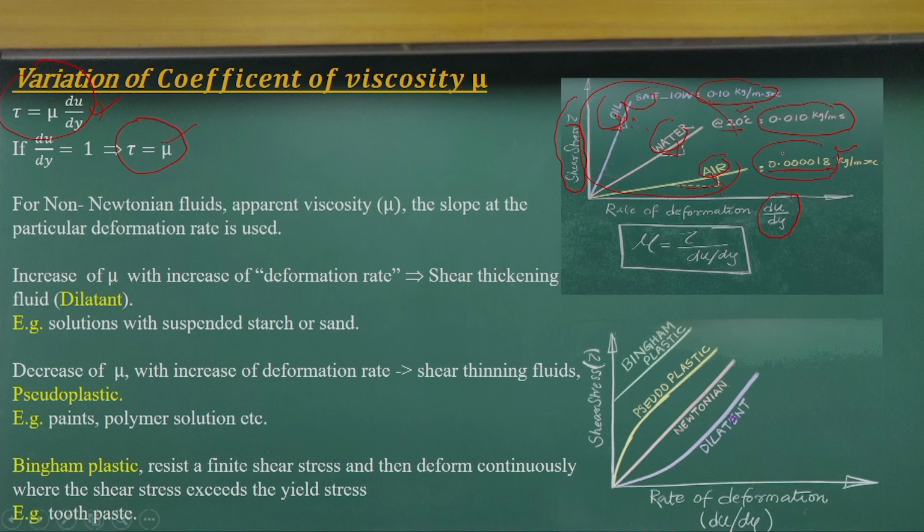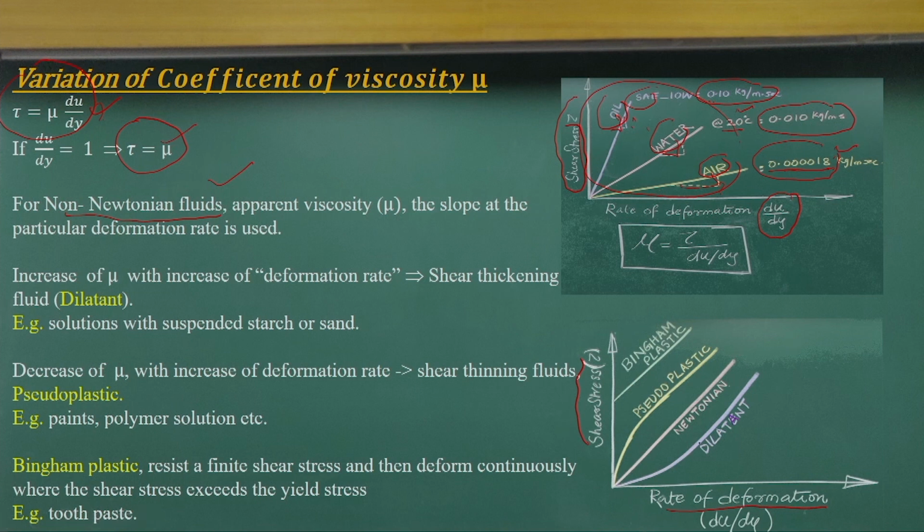Most of the common fluid flow problems follow Newtonian behavior, but in some cases they do not. We call them non-Newtonian fluids or fluid flow problems. For example, as given here, consider the rate of deformation and the shear stress. This straight line between these two represents Newtonian fluids.